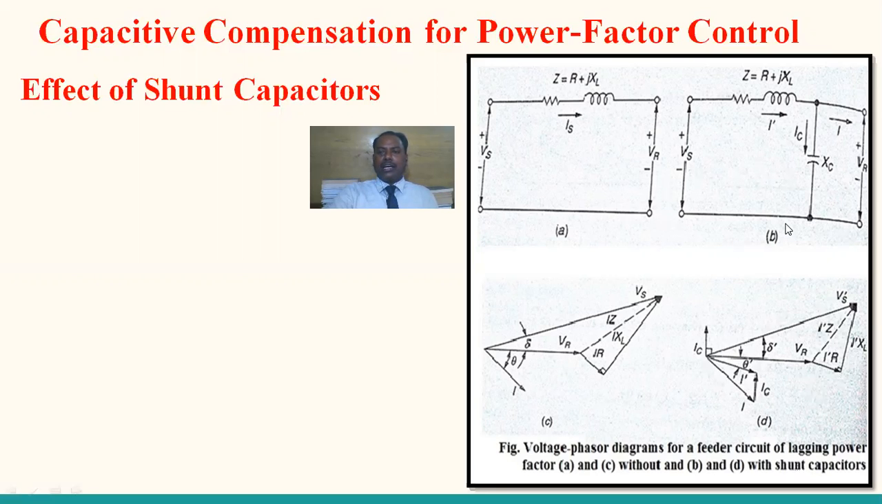So the changes or observations we made in going from circuit 1 to circuit 2 are due to the shunt capacitor connected across the load. Voltage phasor diagrams for a feeder circuit of lagging power factor: A and C without, and B and D with shunt capacitors. So it is very clear: the original circuit and its phasor diagram, and the capacitor-connected circuit and its phasor diagram. Let us analyze the effect of these shunt capacitors on the system.